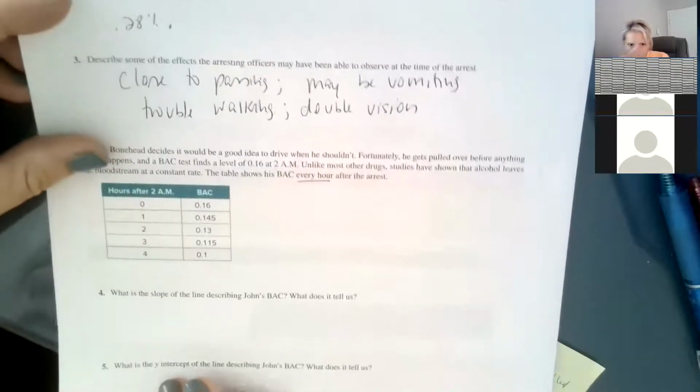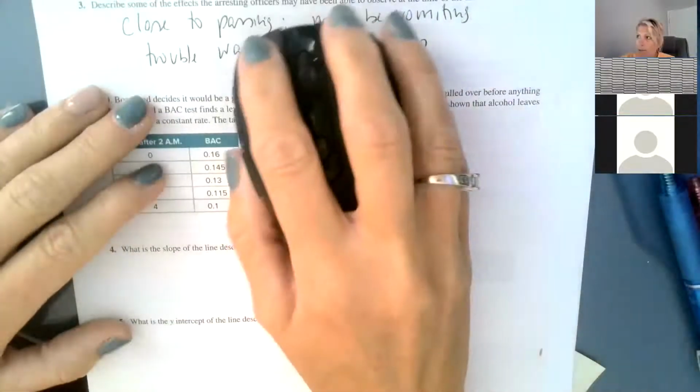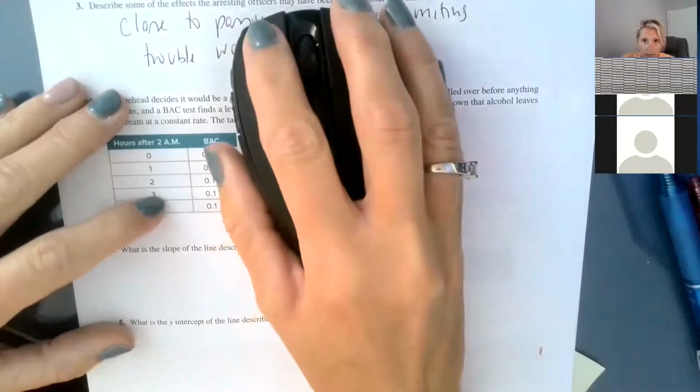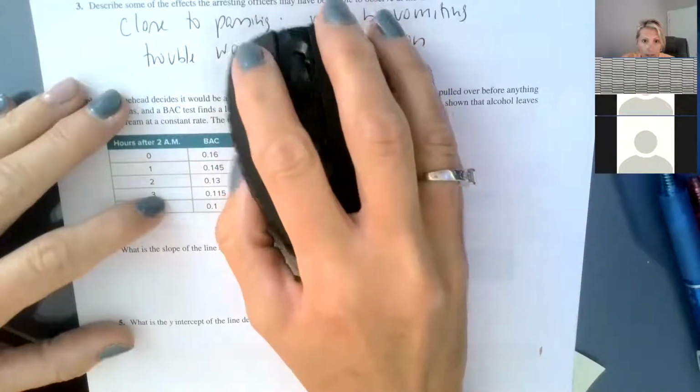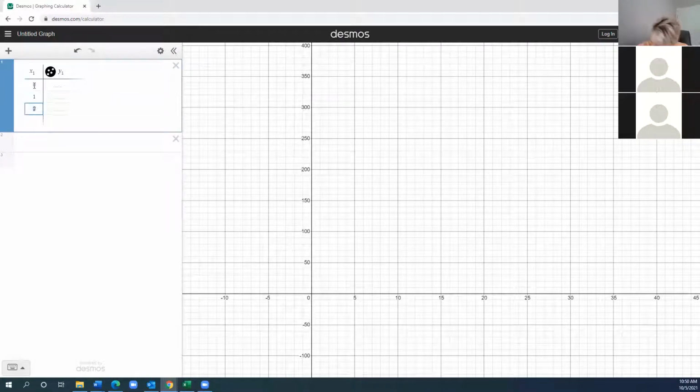So we can put this data into Desmos, and it's asking what is the slope, what does it tell us, and what is the y-intercept? So I'm no longer expecting you to do anything by hand. I'm suggesting highly that we go to Desmos, create a table, and put this data in. So we're going to at least get this in for the day before we leave, and then we can work on answering some of these questions here.